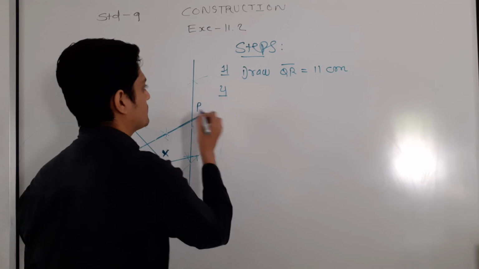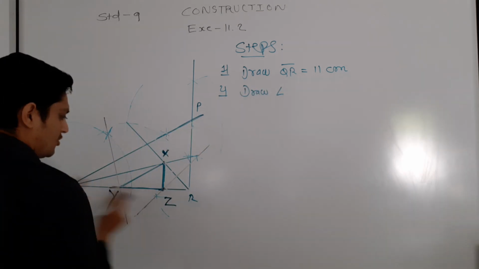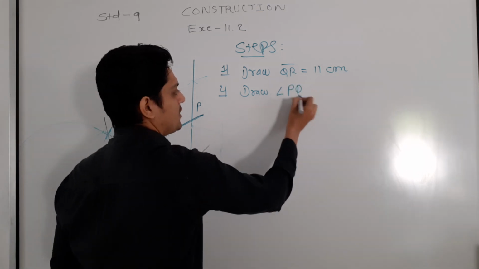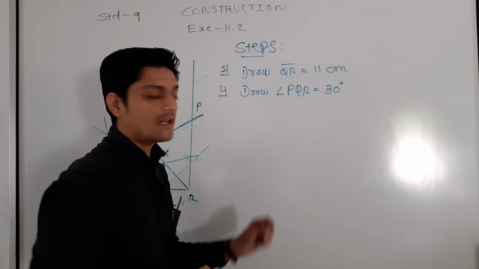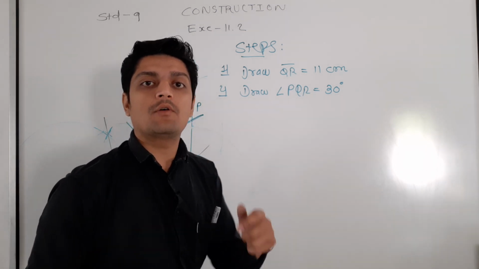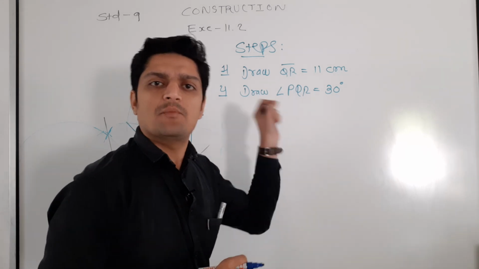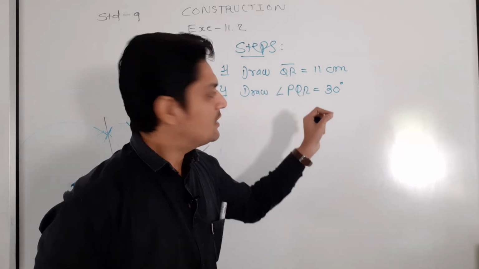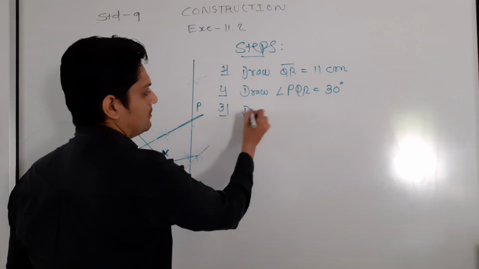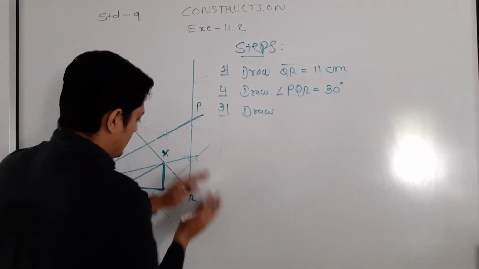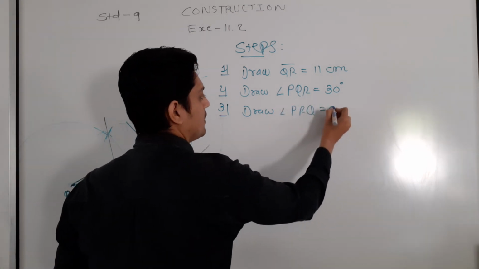Next, draw angle PQR. PQR is equal to 30 degree. You don't have to show how you got 30 degree from 60 by bisecting, it's not like that. Directly, point to point, you have to write, draw 30 degree. Okay, then third, draw PRQ. Angle PRQ is equal to 90 degree.